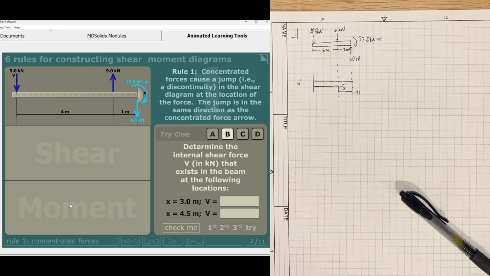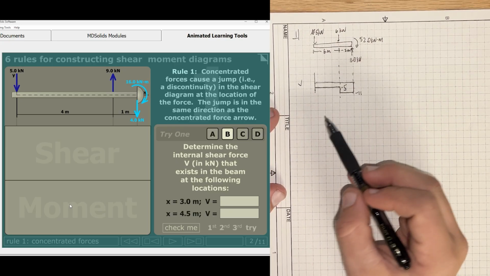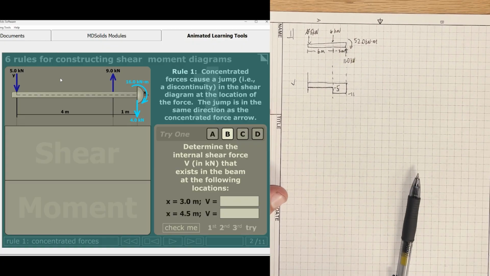The other thing too is they are going to show you the shear and moment diagram, so you can be checking those out. Remember, if the shear diagram has horizontal lines, the moment diagram is going to be sloped, based off of the rule of the lines. So let's go again here and go through this example problem. In this example, we have a 5 kilonewton force going down, then a positive 9 kilonewton force here, and then a -4 kilonewton force as well.